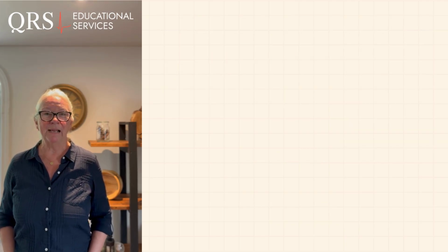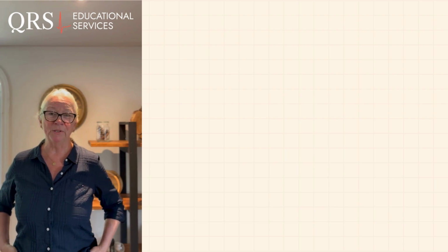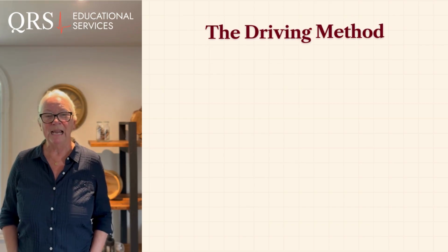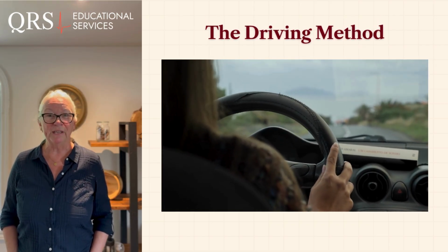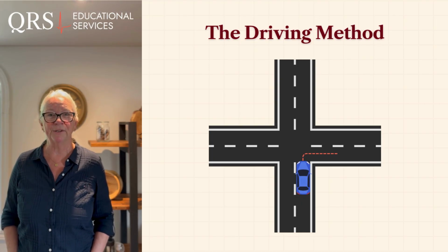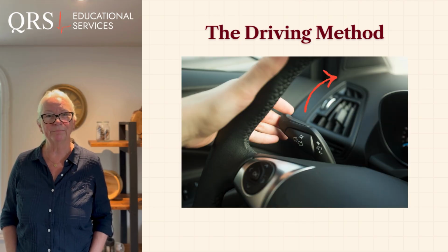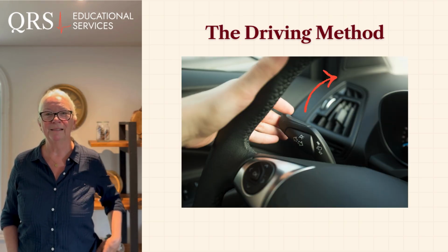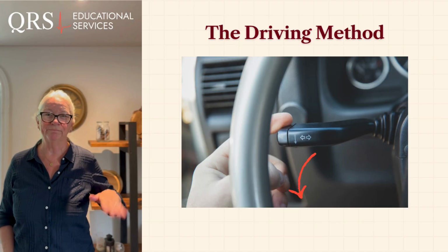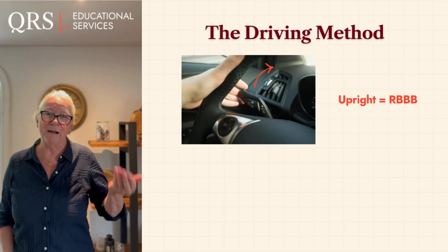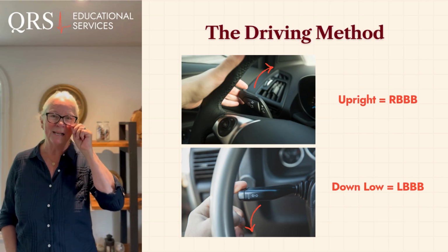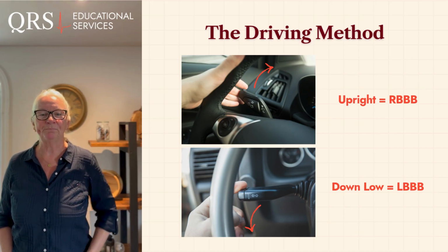Another method that I've used in the past, and I know people do like this one as well, so I'll share it with you, it's the driving method. Imagine you're driving in your vehicle and you come to the intersection and you want to take a right turn. How do you turn your signal? Upright. Likewise, you want to make a left turn. How do you turn your signal? Going down. So upright is a right bundle branch block. Down low is a left bundle branch block.